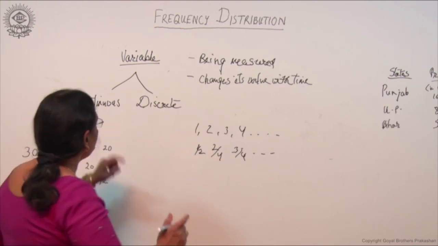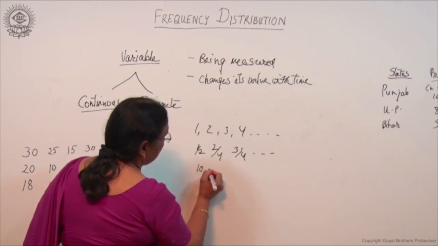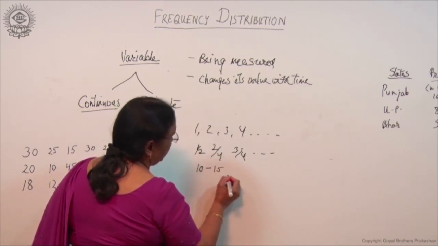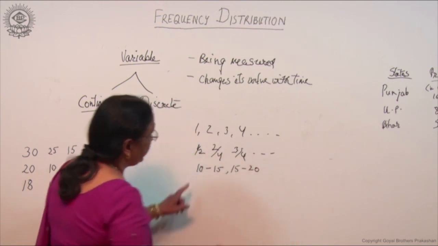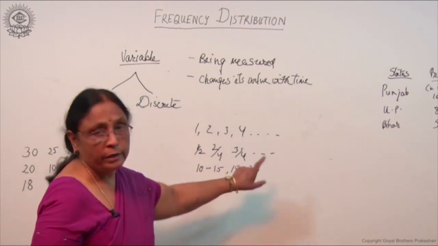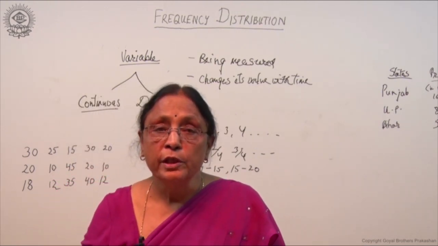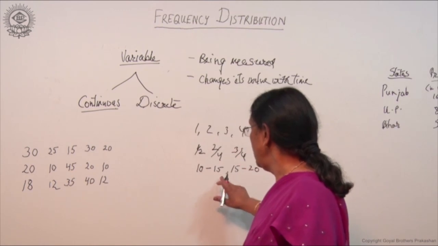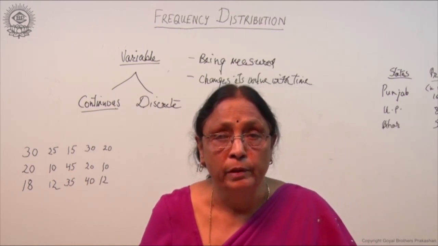Another way to express continuous variable is to give the class interval 10 to 15 or 15 to 20. That means any data which is falling in this category, that is known as continuous variable. That means it is changing between 15 to 20 or 10 to 15. This is known as continuous variable.